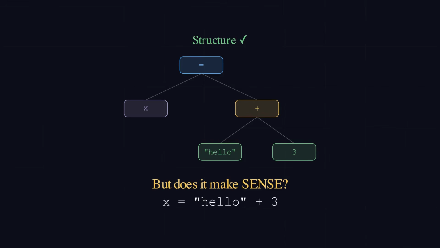Consider this. x equals "hello" plus 3. The parser will happily build a tree for that. Assignment node, addition node, string, integer. Structurally, it's fine, but you can't add a string to an integer. That's semantic nonsense. This is where the semantic analyzer walks the tree and asks the hard questions.